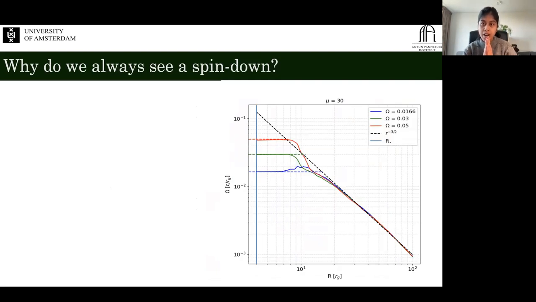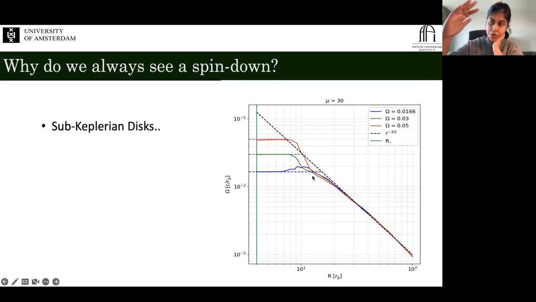So we then looked into how the angular frequency looks as a function of radius in the equatorial plane of our simulation. The different colors here are showing you the angular frequency as a function of radius for different stellar angular frequencies, and the black dashed line is just showing you the Kepler frequency. Our disks are mostly sub-Keplerian in the inner magnetospheric parts. They are nicely Keplerian at an outer radius, but as you go close to the neutron star, you basically have a sub-Keplerian disk.